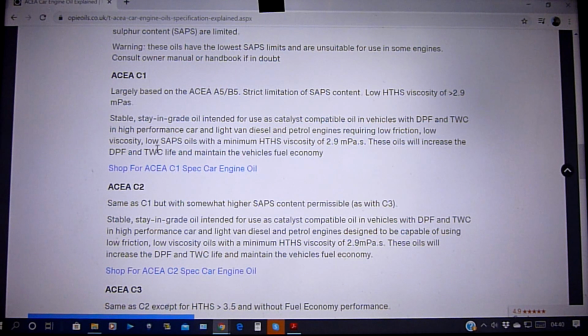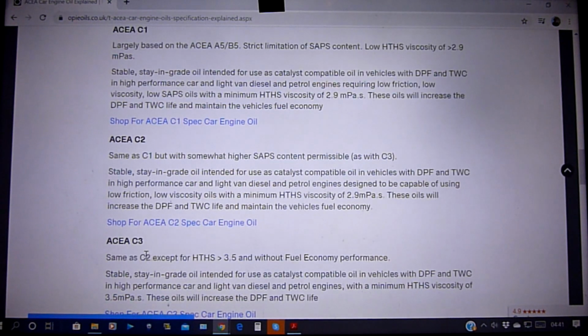I can't really see a difference. I'm just reading it. C2, C3 is not largely based on this. Apart from the lower ash, it was 0.8, wasn't it? And this was 0.3, I think. So even lower ash. Right, C3, this is what I was using. Same as C2, except for this, which is greater than 3.5. HTHS.